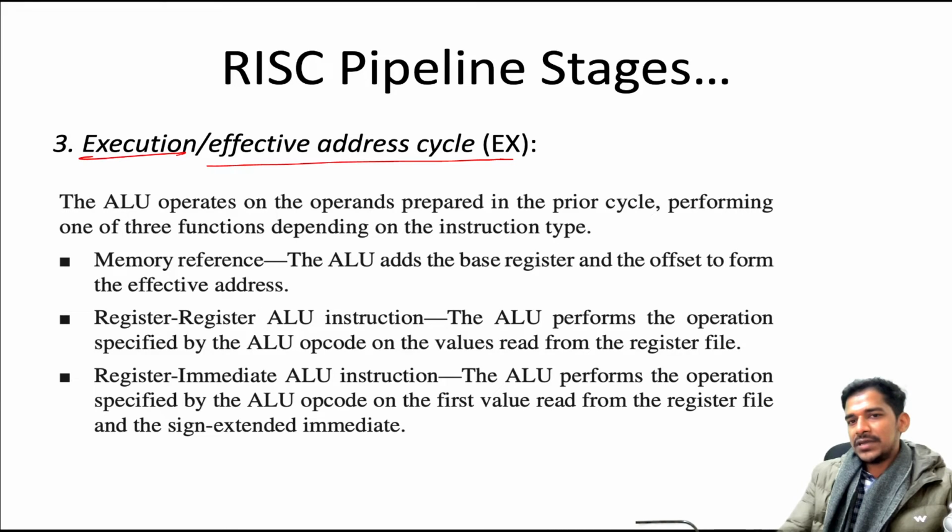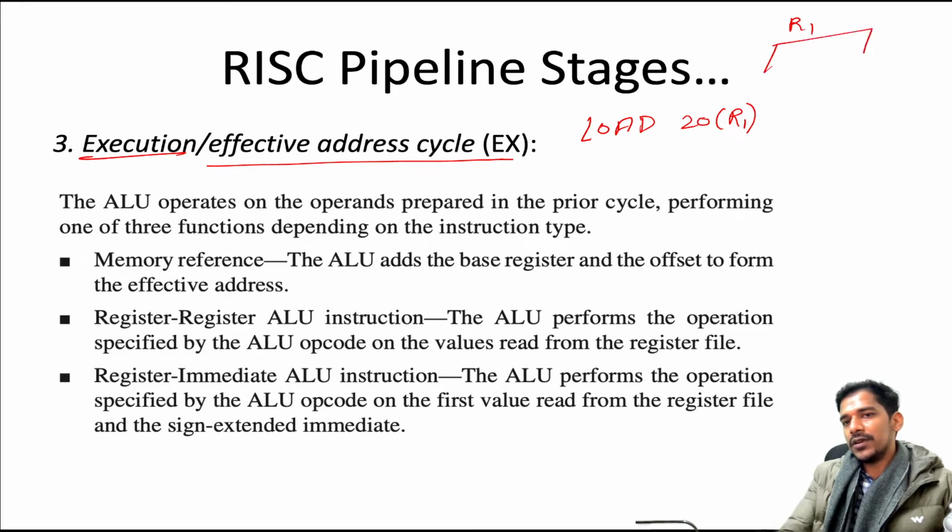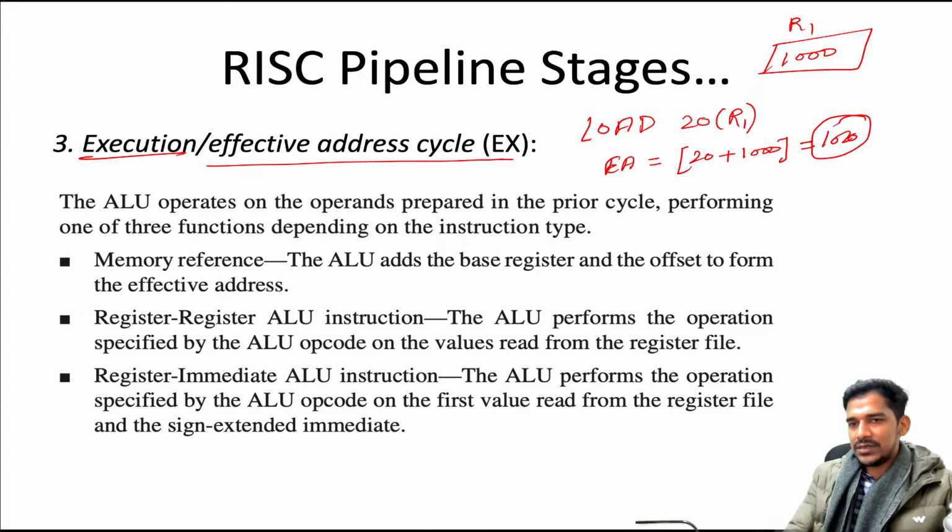Calculating the effective address simply means that if you have an instruction something like this: load 20 R1, and let us say in the register R1 you have some address 1000. Calculating the effective address means that you are trying to calculate from where we need to load the operand. So effective address, as we have studied in the addressing modes, in this case will be 20 plus R1, that is 1000. That means the effective address is 1020. So this effective address will be calculated in this particular cycle if it is a load or store instruction.